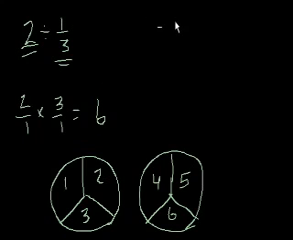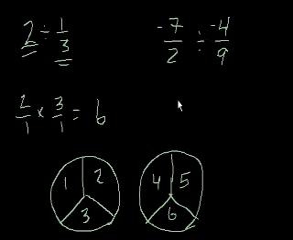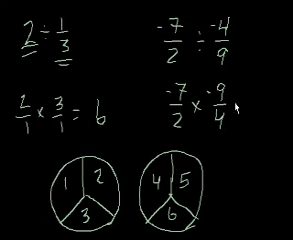If I had negative 7 over 2 divided by 4/9, let's make it negative 4/9. Well, that's the same thing as minus 7 over 2 times minus 9 over 4, right? I just multiplied by the inverse of negative 4/9. Negative 7 times negative 9 is positive 63. And 2 times 4 is 8.